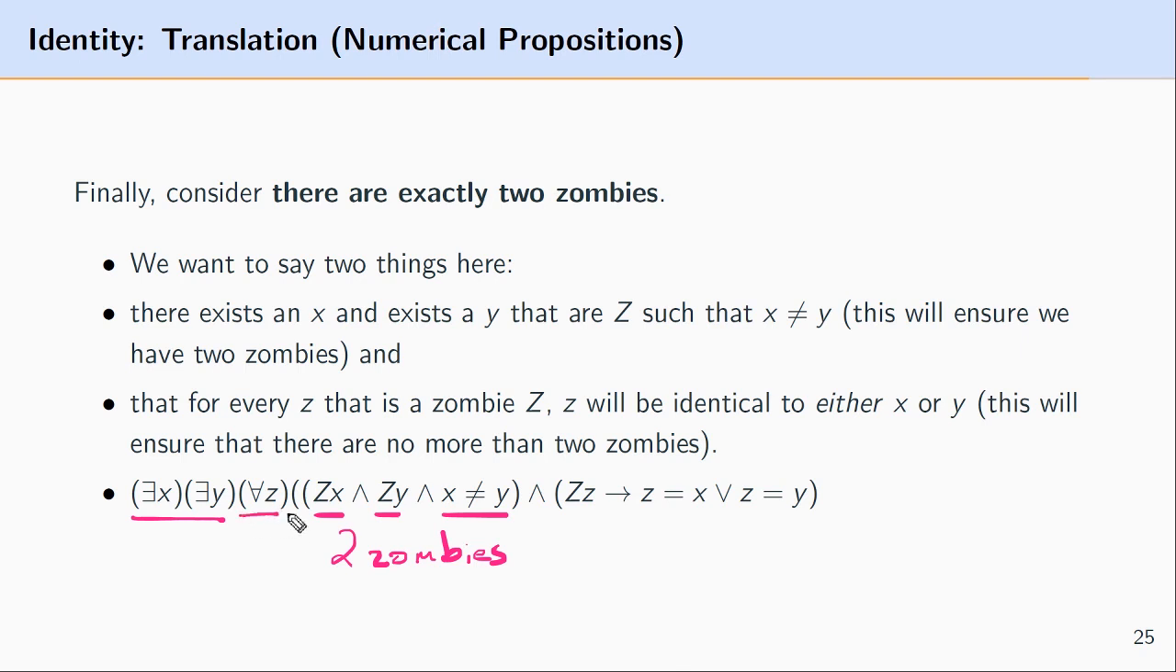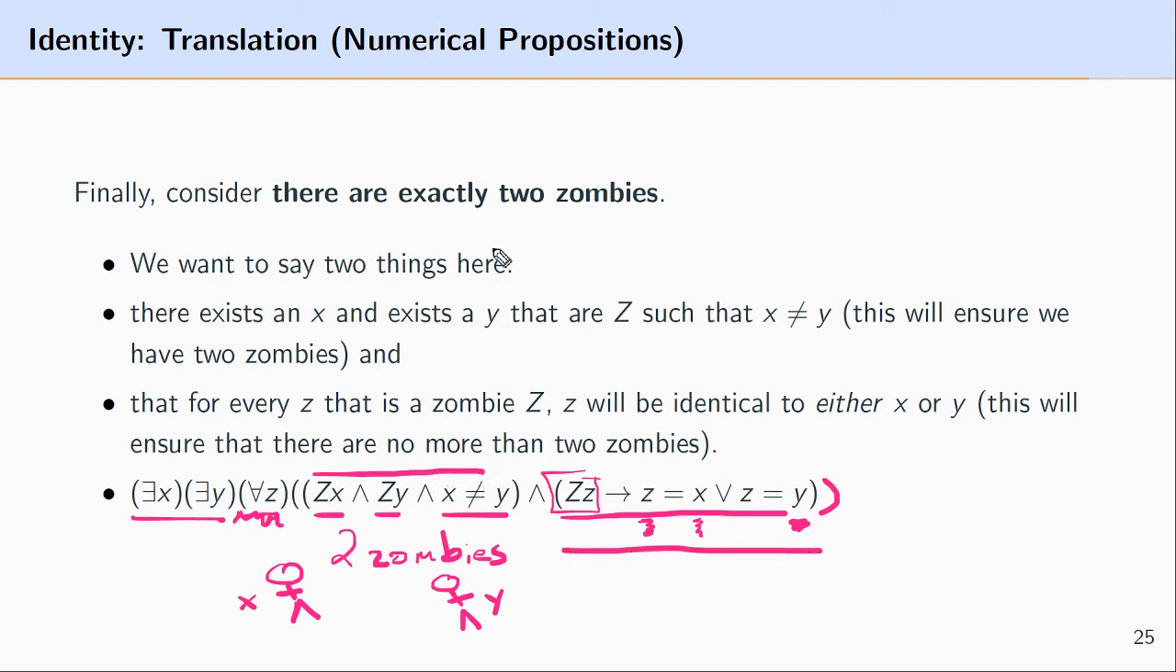Now we'll make use of the universal quantifier and this expression over here, and we are missing a parenthesis, to ensure that there are no more than two zombies. So this says that for all z, if z is a zombie, then that item will either be identical to x, so it'll be identical to the zombie picked out by x, or it will be identical to the zombie picked out by y. So this will ensure that there are no more than two zombies. And if we know that there are at least two zombies and no more than two zombies, then we have a formula that expresses the truth conditions of the sentence, there are exactly two zombies.